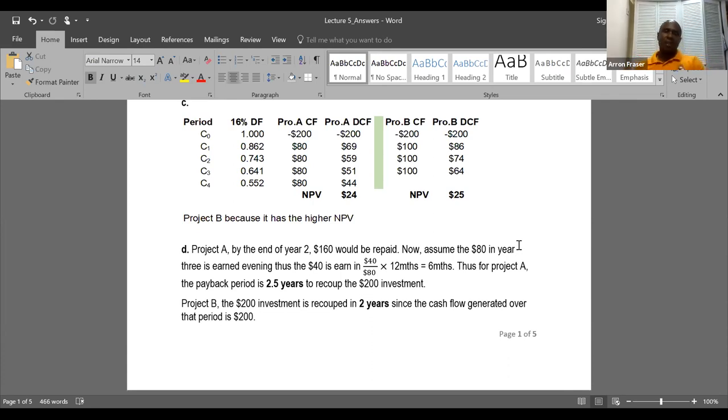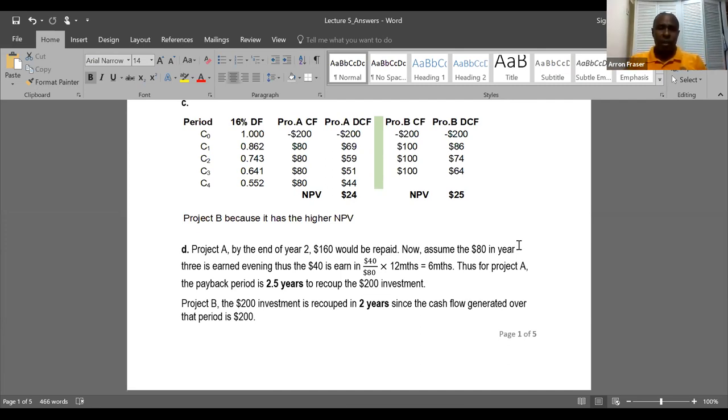So eyeballing it is not necessarily wrong, it's a good starting point, but we should always take into account the effect of the discount factor. Here we're clearly seeing a higher discount factor, and I suspect if we take it to 18% or 20%, then project B will come out with a higher NPV than project A. Having moved from 11%, where project A was a lot more attractive than project B, to 16% as the opportunity cost of capital, project B is now more attractive than project A. Right, David? Just bear that in mind.